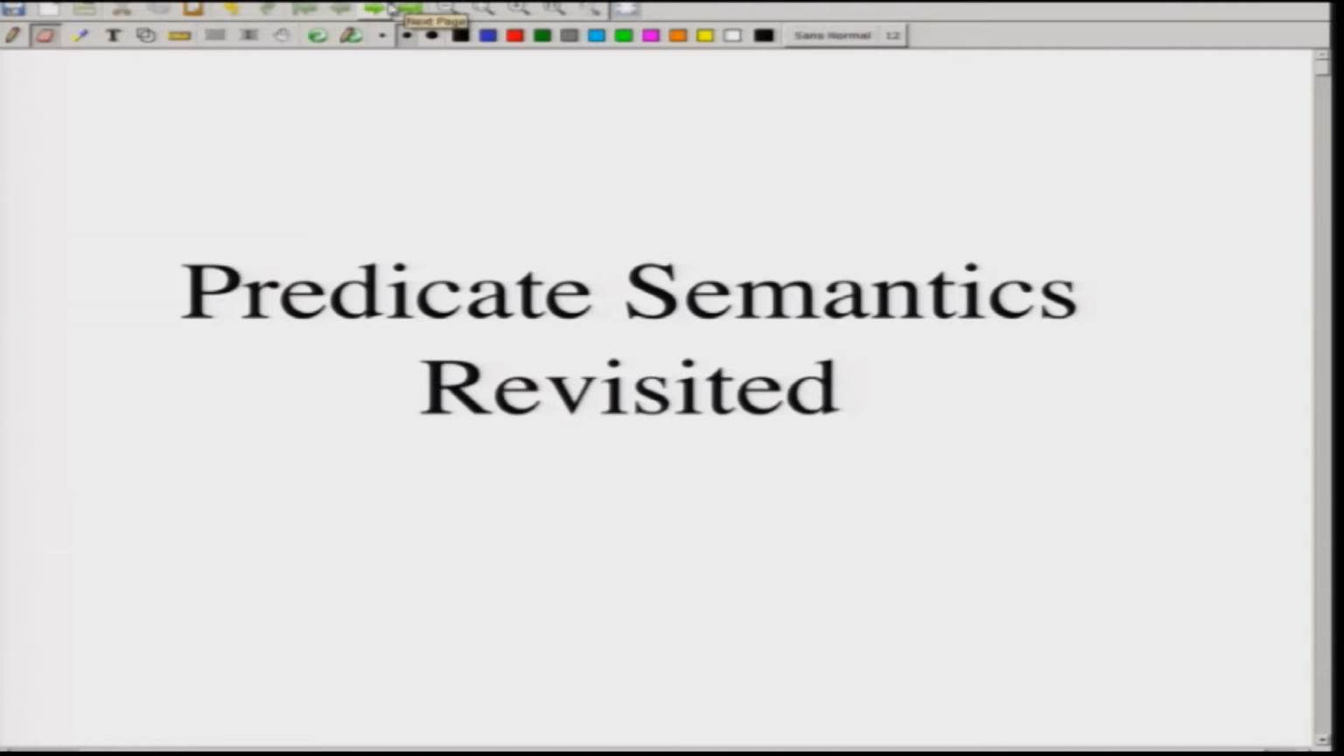Welcome back. We already did predicate semantics, but my focus was mainly on the pedagogy of it, the understanding of it. Also, a few topics were not covered in the previous sessions. So, we shall do a few things now in this session. It will be the last session of predicate semantics.